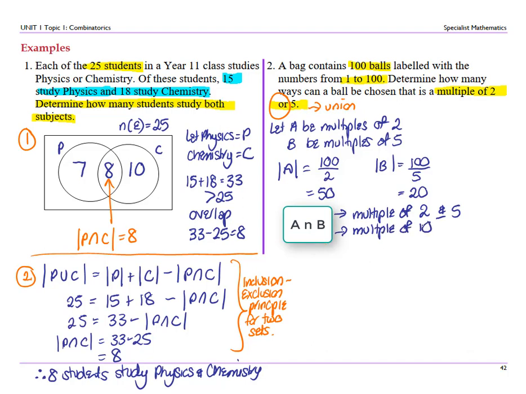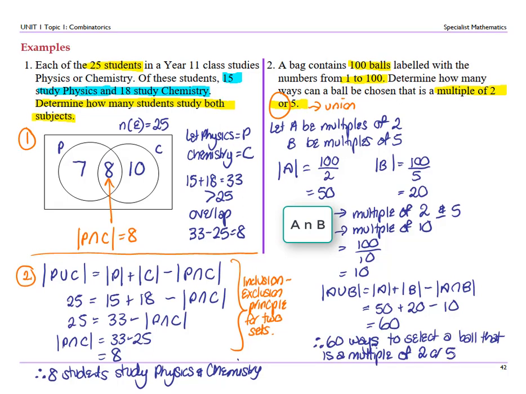So that's going to equal 100 divided by 10, which is 10. So my inclusion-exclusion principle is A union B is the number in A plus the number in B minus A intersects B, so in both. Plug in the information I've got, 50 plus 20 minus 10, which is 60. So I have 60 ways to select a ball that is a multiple of 2 or 5.